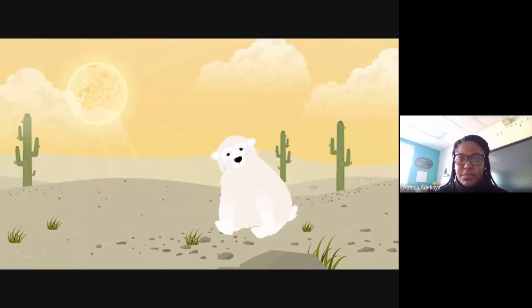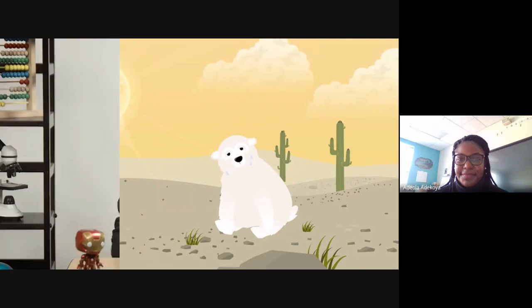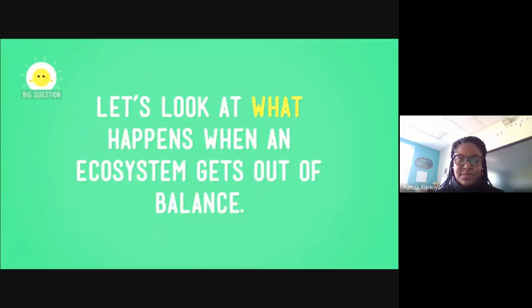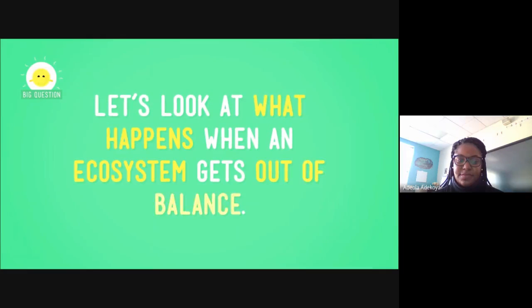So last time we put a polar bear in the desert, and I still feel bad about that. The good news is that in real life, a polar bear probably won't just wander into the Sahara. But not everything stays in the same habitat all the time. A new species might come into a habitat, a species might die off. Even the habitats themselves can change as a result of things like floods and droughts. Point is, habitats and the food webs they support can get out of whack, and sometimes it's not pretty. Let's look at what happens when an ecosystem gets out of balance.